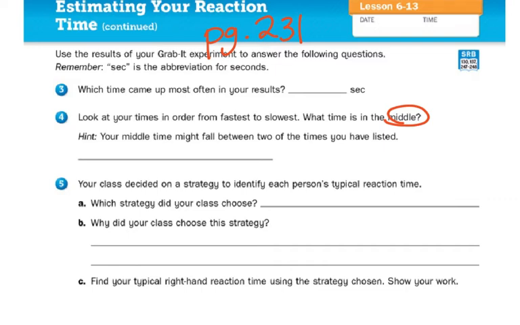Number 5, your class decided on a strategy to identify each person's typical reaction time. We're not going to worry about this part, okay? We may share these together when we're in math small group, but don't worry about that portion yet.